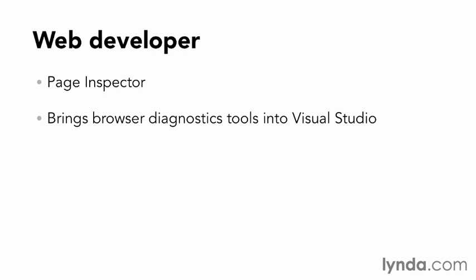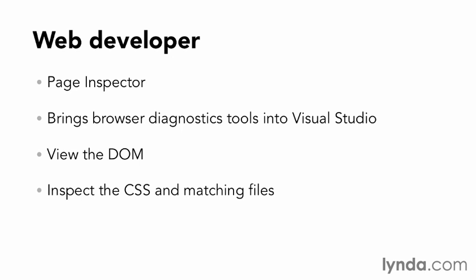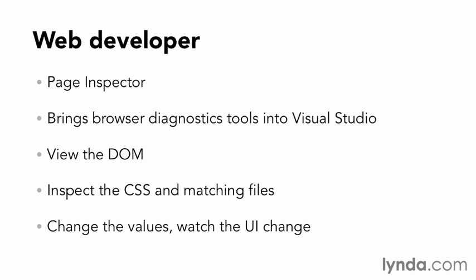A big ticket item for the web developer is the page inspector. Web developers frequently need to check the runtime HTML source being generated by their ASP.NET web forms and views. Visual Studio Page Inspector is a diagnostic tool that helps you dissect and observe the HTML source and styling information of your web pages. With the Page Inspector, you can get a live view of the browser DOM from within Visual Studio. You can inspect the CSS for any element on the page and trace the information back to the matching CSS file. You can also change the values of elements while the page is live and persist the changes back to the underlying files.